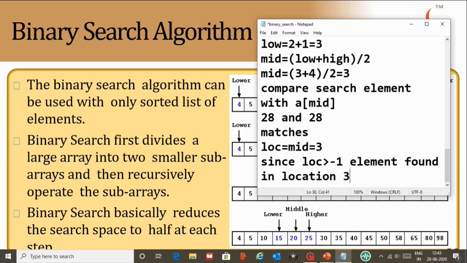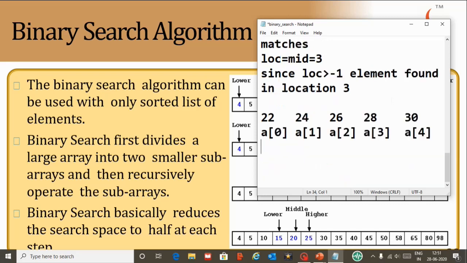Now we will start with a different search element wherein the element is lesser than the mid value. Like we found 28 is greater than A of mid to begin with. Now let me search for 22, which is lesser than the mid value. So suppose this is an array: 22, 24, 26, 28 and 30.